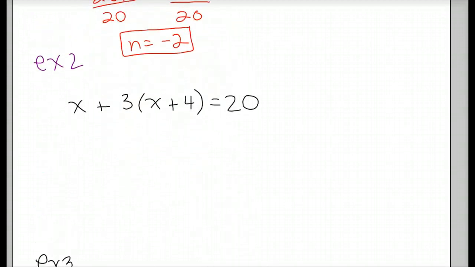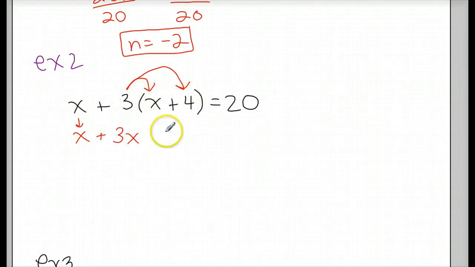Example number 2. Now in this example, we're using distributive property right here, and then we're going to combine like terms using this x out here. So first thing we want to do is distribute the 3 to both the x and the 4. So we leave our x out here, this x plus 3 times x is going to give me 3x. 3 times 4 is going to give me a positive 12, and that equals 20.